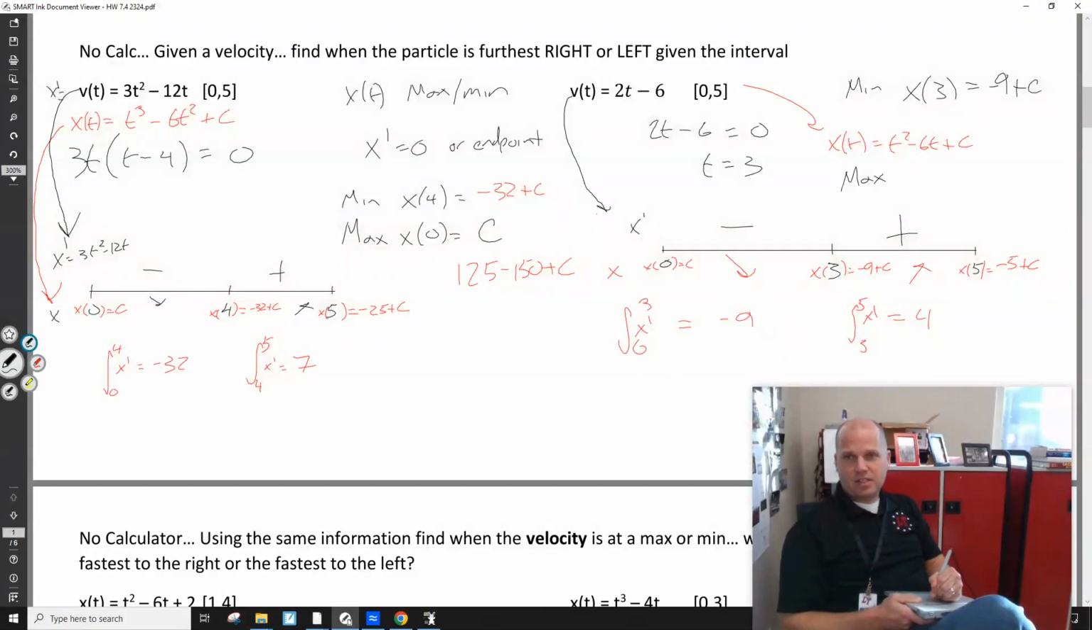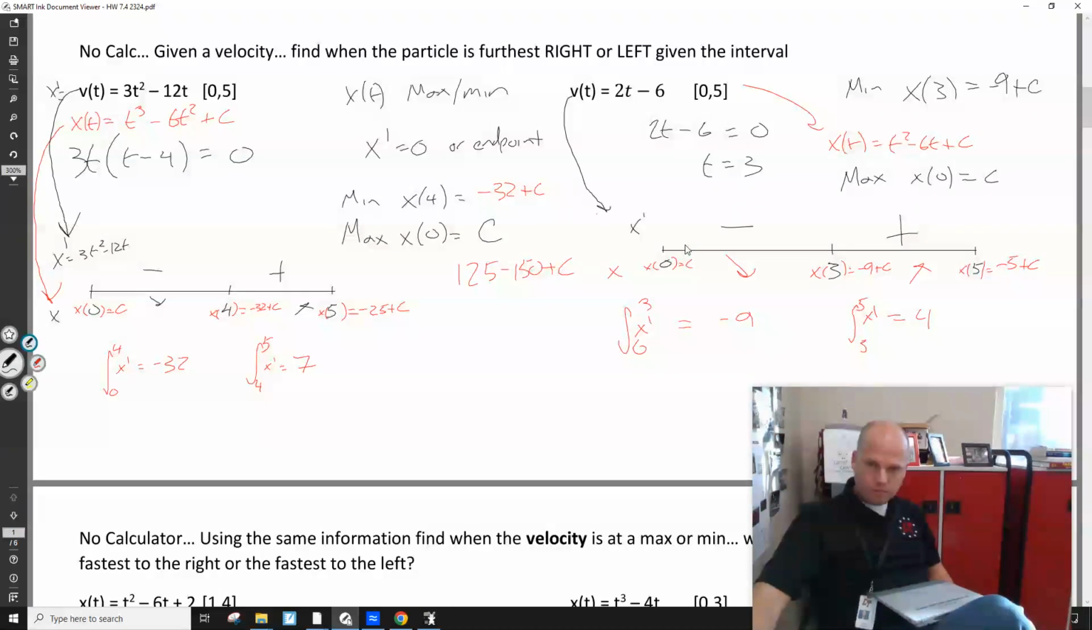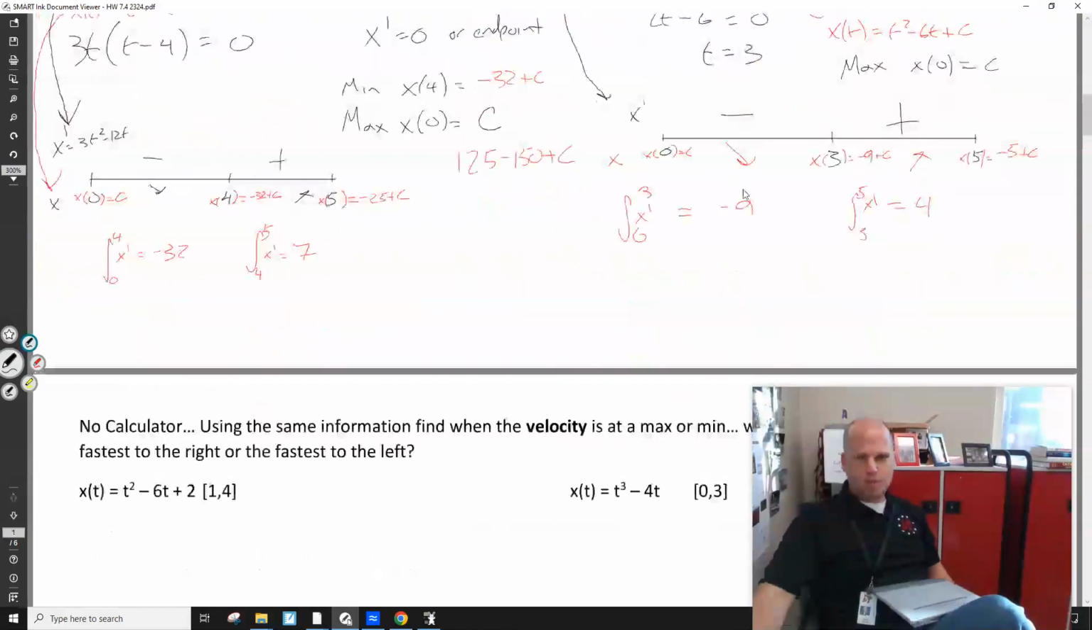And then the max is going to be at x of 0, which ends up being c. Your justification would be that your accumulation from 0 to 3 is negative 9, from 3 to 5 is 4. Therefore, 0 has got to be the max. t equals 0 is the time when we have a max. Just like saying this shows you understand displacement, and then it's assumed you understand why with those displacements, 0 is the max and not 4 or 3.